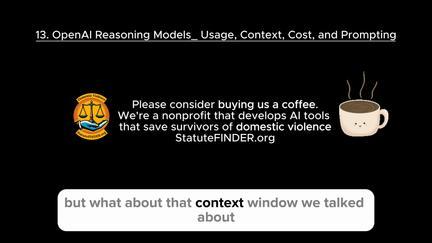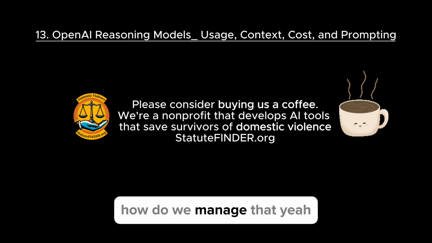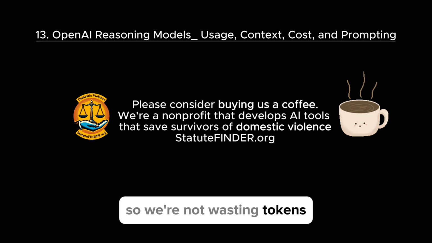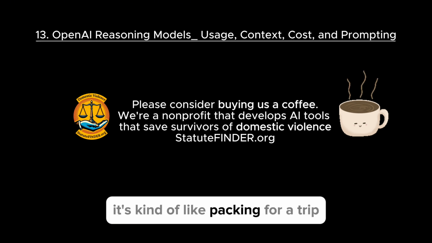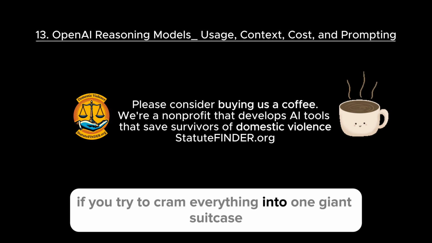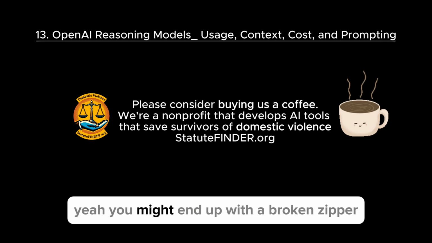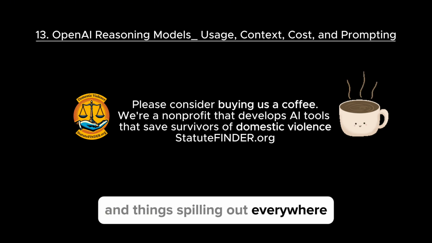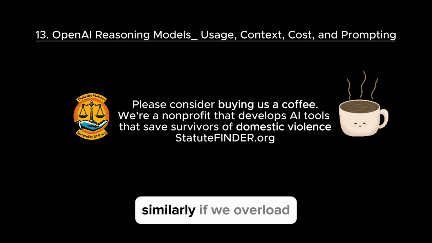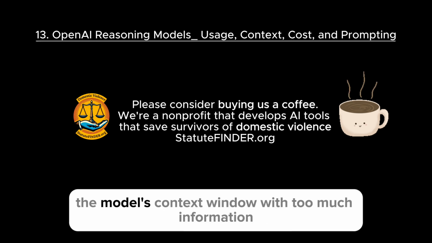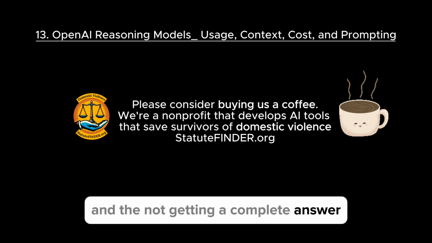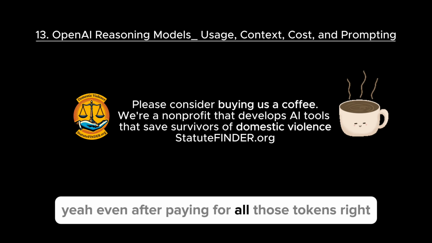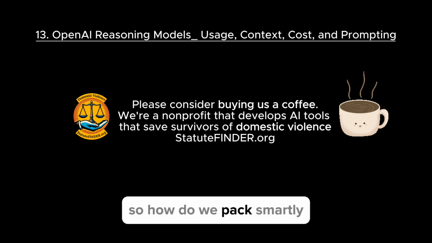But what about that context window we talked about? How do we manage that, so we're not wasting tokens and potentially getting cut off mid-thought? It's kind of like packing for a trip. If you try to cram everything into one giant suitcase, you might end up with a broken zipper and things spilling out everywhere. I've been there. Similarly, if we overload the model's context window with too much information, we risk hitting those limits and then not getting a complete answer, even after paying for all those tokens.